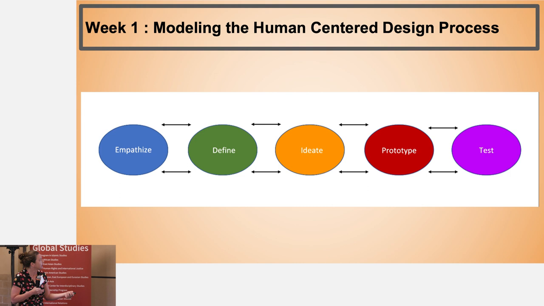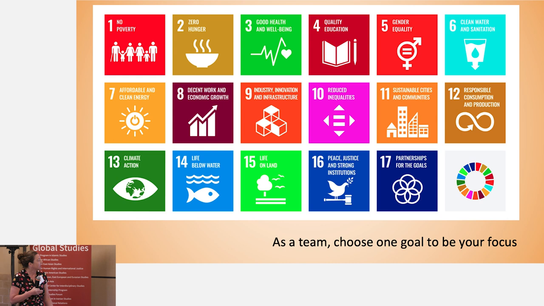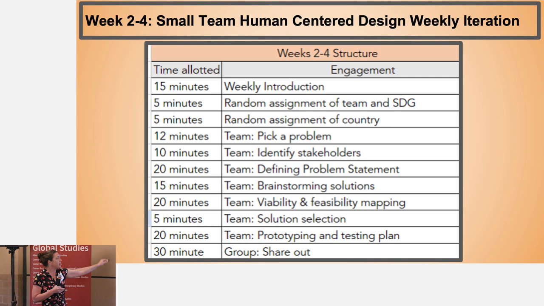Again, we're going to model the human-centered design process. This is the lens that we're doing all of our problem solution iterations. They're always going to pick one of the SDGs that they're going to focus on. Weeks 2 through 4, this is just kind of the cadence of our meeting time for the first couple weeks where they're doing this speed dating, so to speak, with their human-centered design.